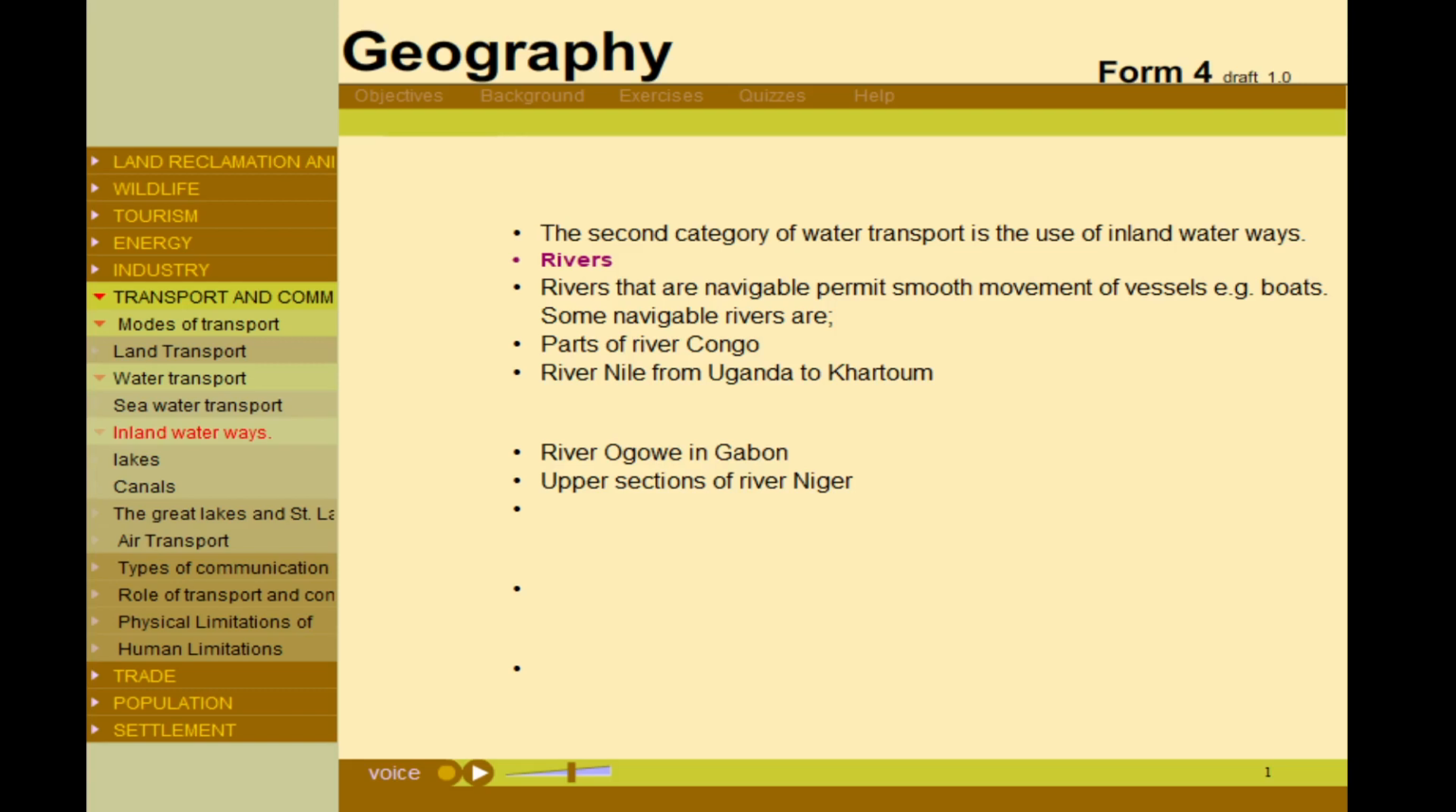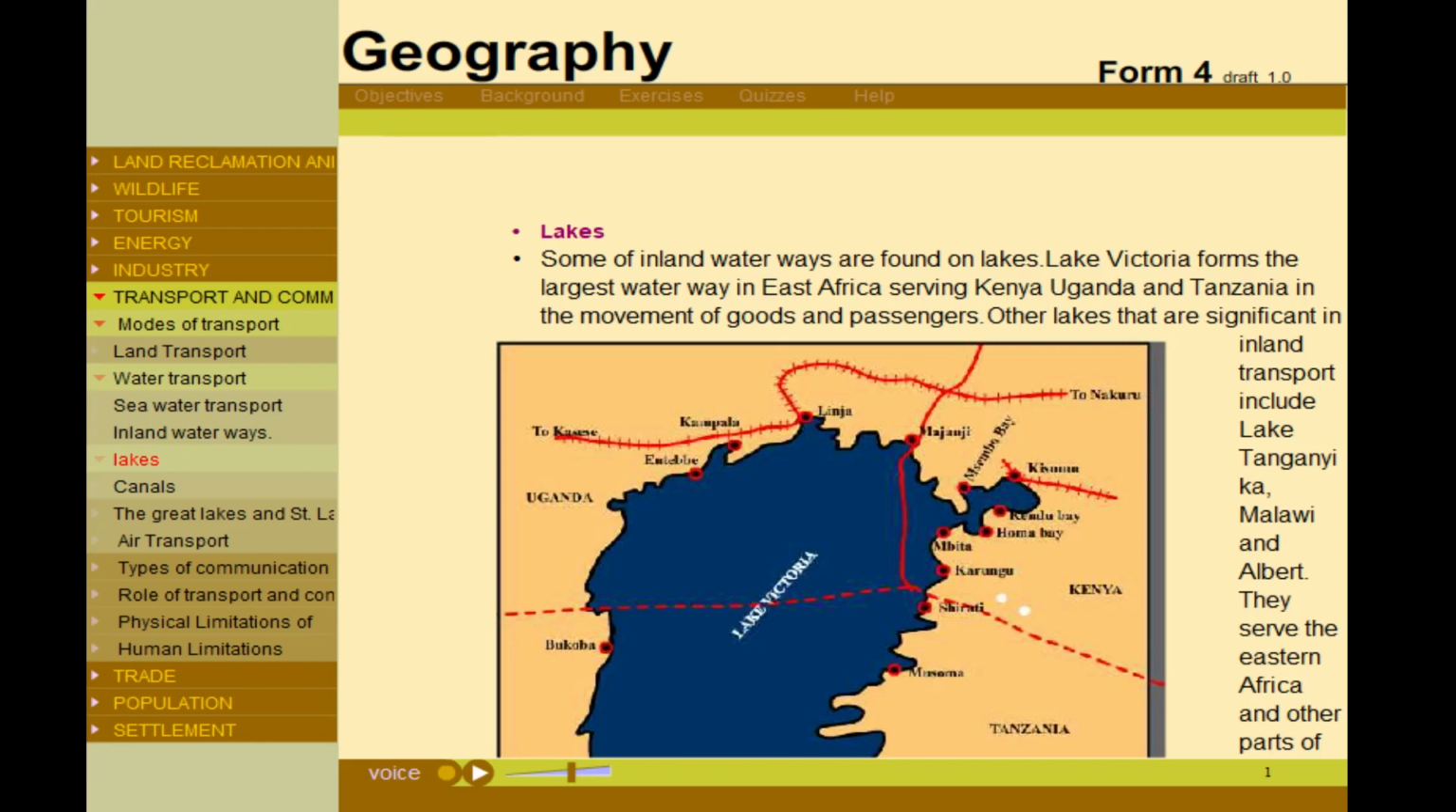Some of the inland waterways are found on lakes. Lake Victoria forms the largest waterway in East Africa, serving Kenya, Uganda, and Tanzania in the movement of goods and passengers. Other lakes that are significant in inland transport include Lake Tanganyika, Malawi, and Albert. They serve Eastern Africa and other parts of Africa.